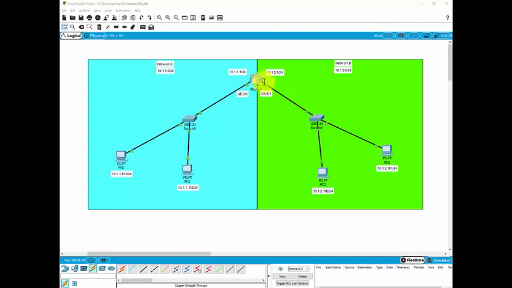And this worked because the router, which makes the routing decisions, knows about and has an interface on each of the two networks. Gigabit Ethernet 0/0 on network A, Gigabit Ethernet 0/1 on network B.